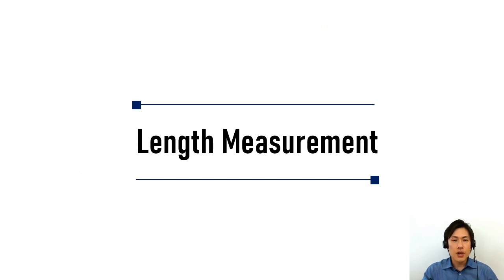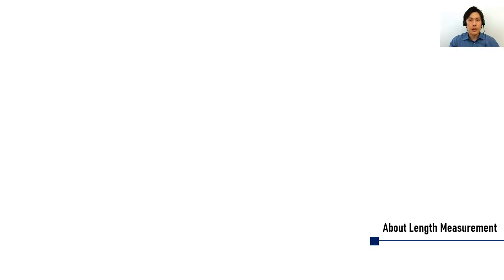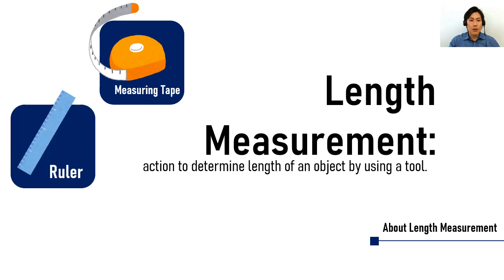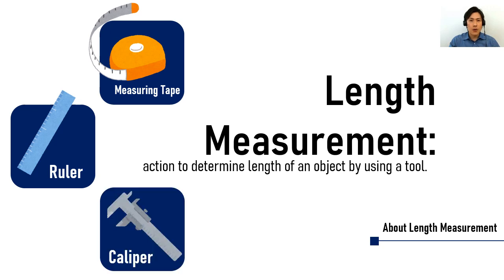First of all, let's check the basic points of length measurement. Length measurement is action to determine length of an object by using a tool. A measuring tape or a ruler would be one of familiar examples. You might have few chances to use a caliper at home, but it's also the tool to measure length of an object. And what these tools have in common is that they are supposed to be put right on the object so that you can measure the length.